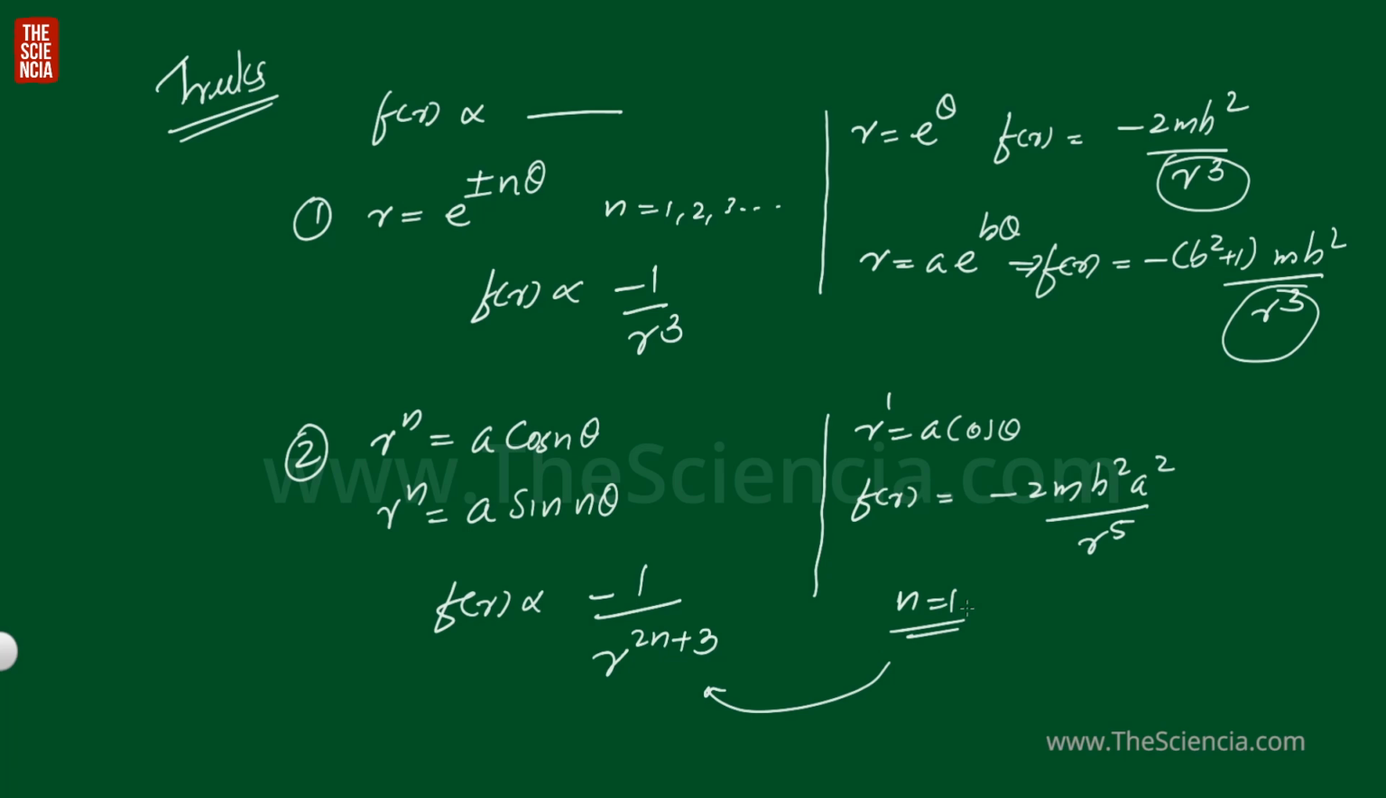But the limitation of this trick is you can find out only the proportionality. You cannot find out the exact constant and all. Okay.